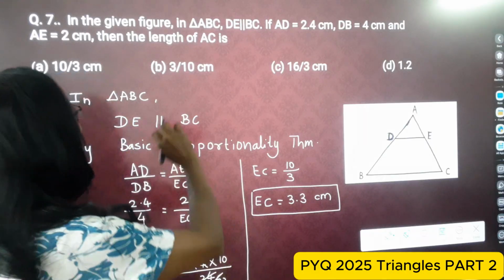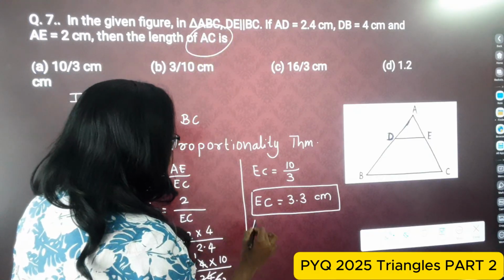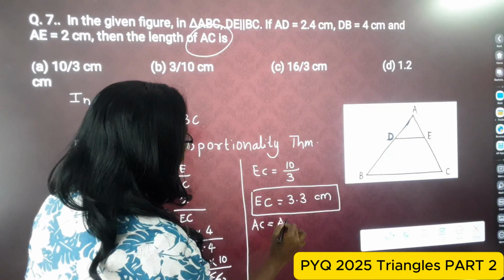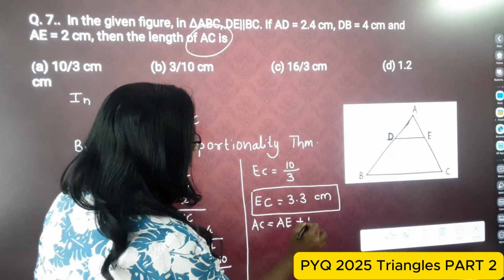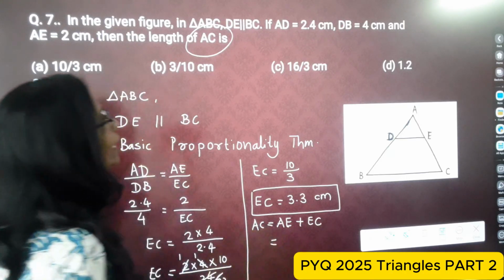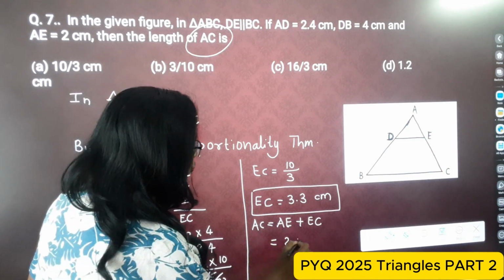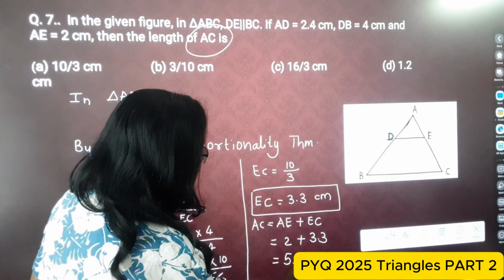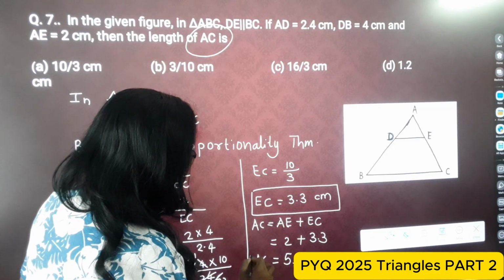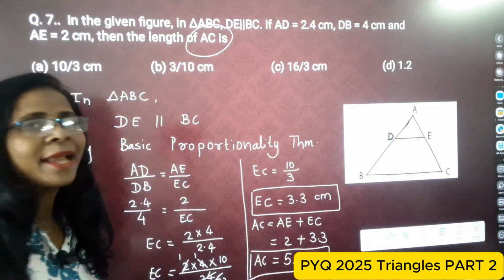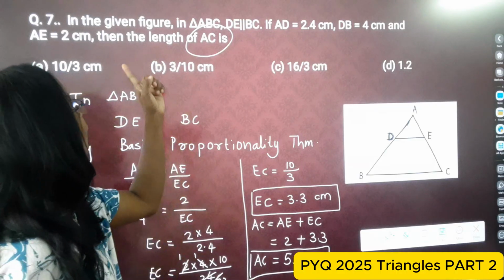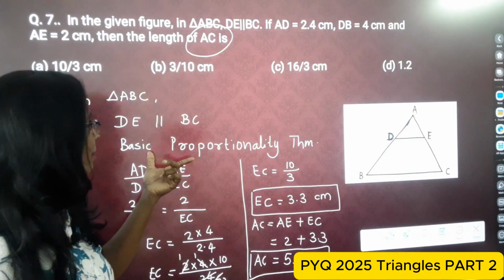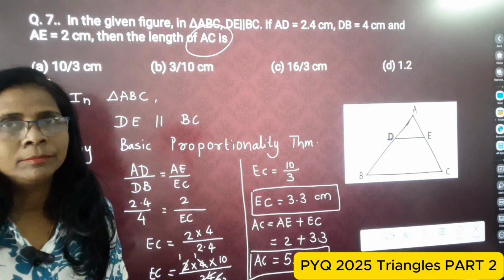Now here students, we have to calculate AC. So AC is equal to AE plus EC. AE is 2 centimeter, so 2 plus 3.3, that means 5.3 centimeter. In such a way you can find the length of AC by the basic proportionality theorem.